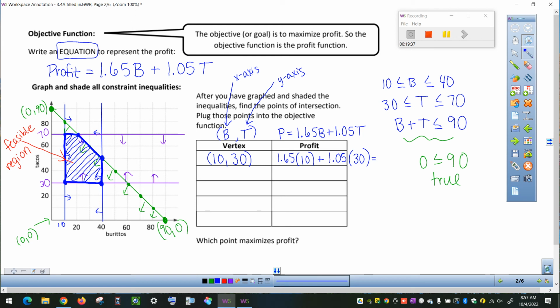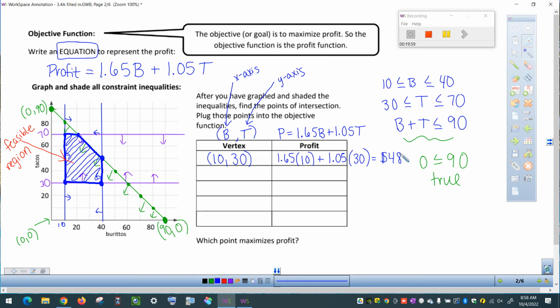All right, so when we plug that in there, the $1.65 times the 10 burritos, that's going to give us $16.50 from the burritos. The $1.05 times the 30 tacos will give us $31.50 for the tacos. Adding together the $31.50 and the $16.50, that's going to give us a total profit of $48.